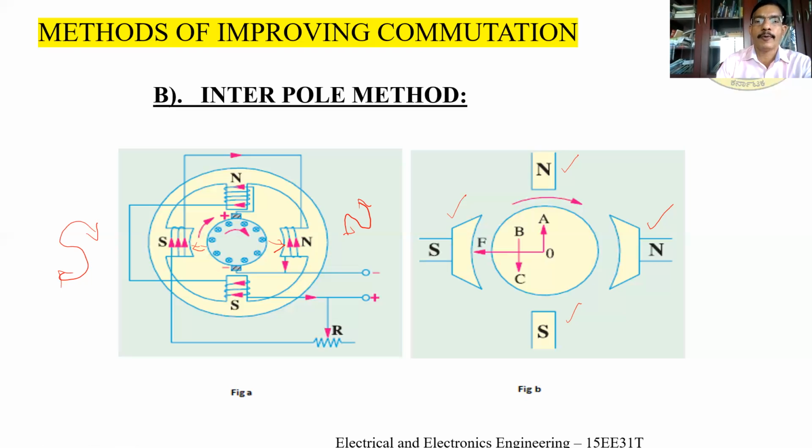Once again, interpoles are poles between the main poles. Here, in a two pole machine, there are two main poles and two interpoles. In the case of a four pole machine, four main poles and four interpoles.